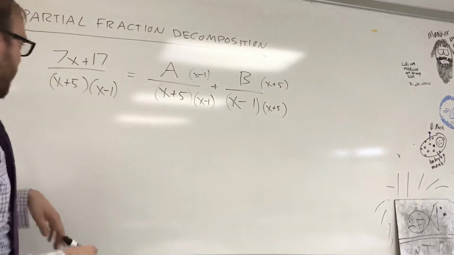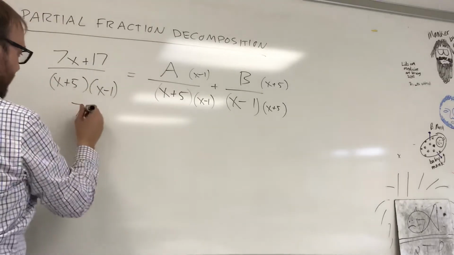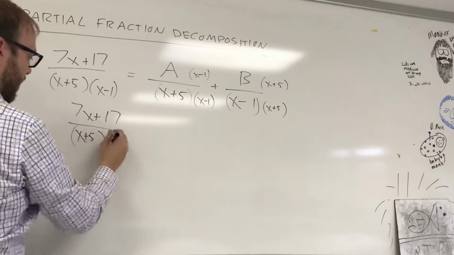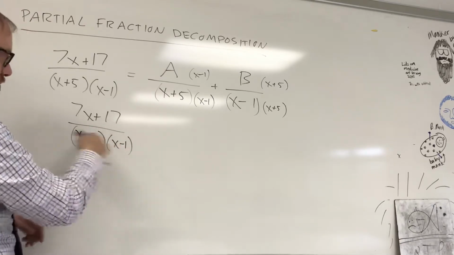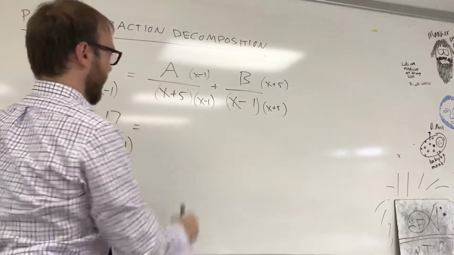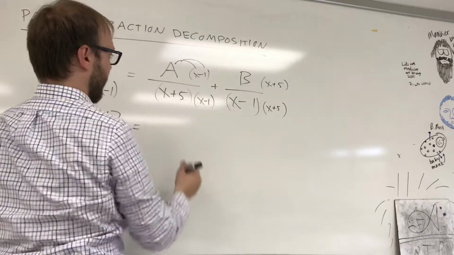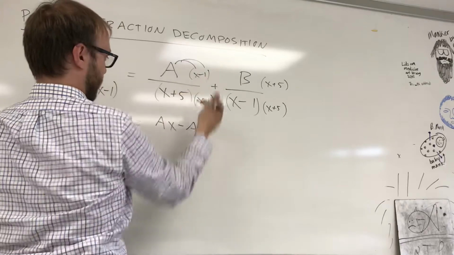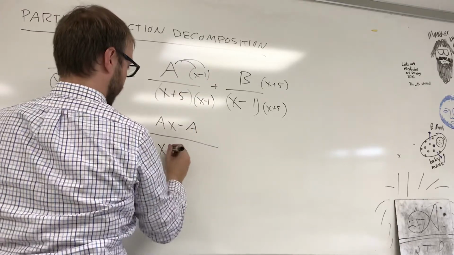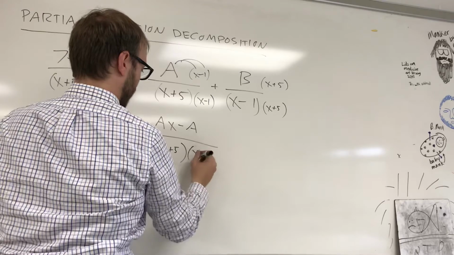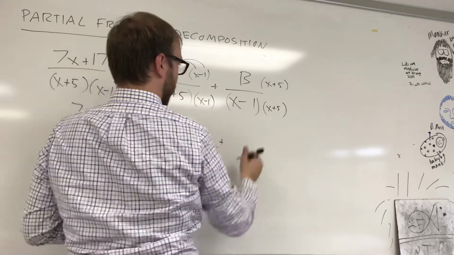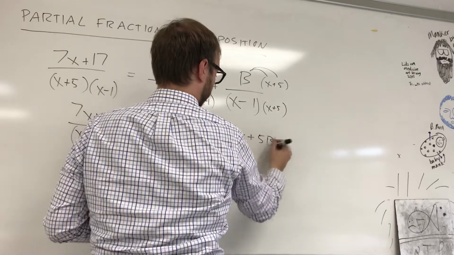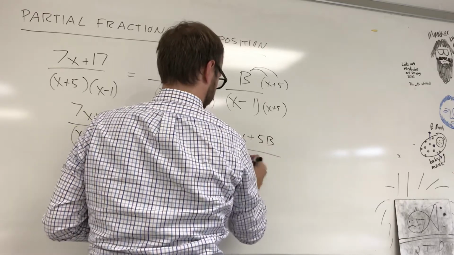The left-hand side doesn't need to change. I've got 7x plus 17 over the quantity x plus 5 times the quantity x minus 1. There's no reason to multiply that back out. Over here, I can simplify. I get ax minus a, if I multiply through here, all over that common denominator, plus bx plus 5b, all over that common denominator.